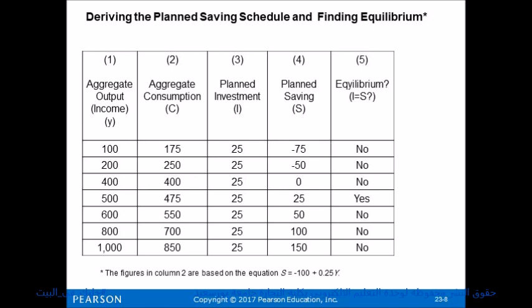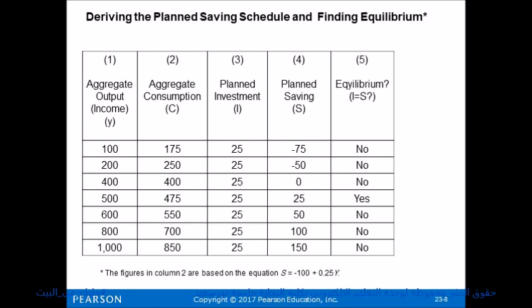While at an income level of 500, we can obtain the value of saving, which is 25. This is given by subtracting the value of consumption, which is 475, from the corresponding value of income, which is 500. So the difference between 500 and 475 gives us a value of 25 for saving.